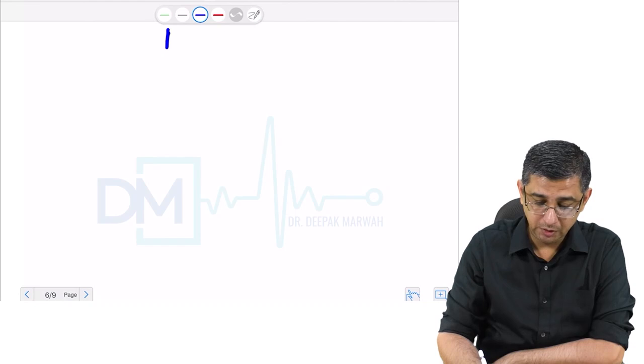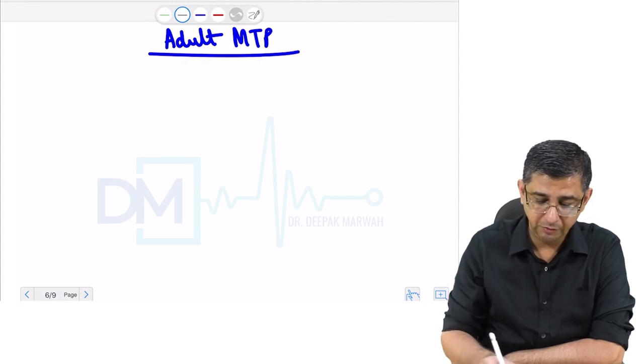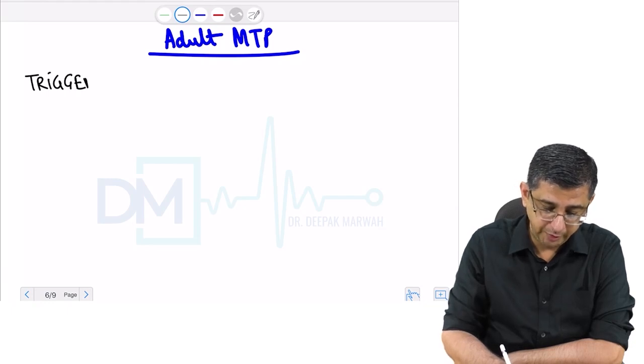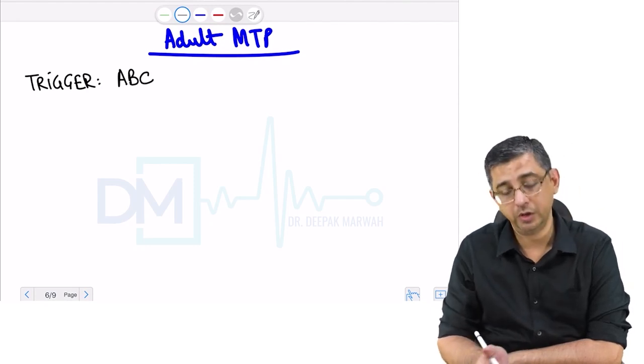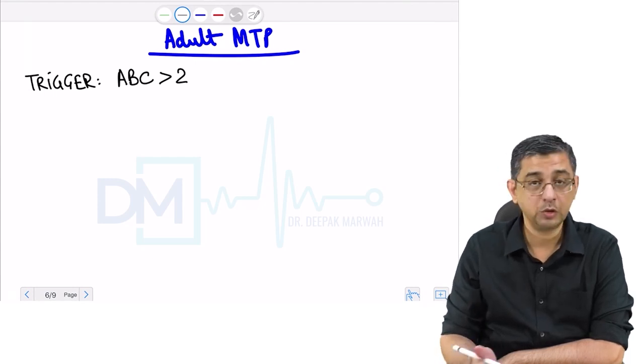the patient. So let us now talk about the adult MTP protocol, that is massive transfusion protocol. The first and foremost thing that we need to identify is the trigger for it. I have explained to you the trigger that we will use will mostly be an ABC, that is absolute blood component score, of value more than 2, which indicates that the MTP has to be initiated.